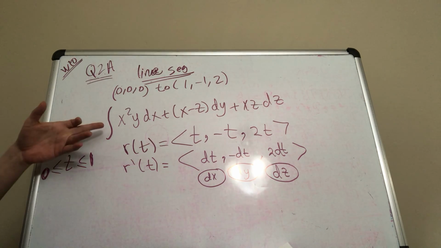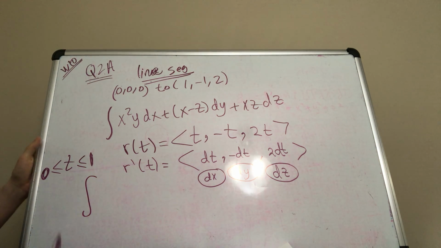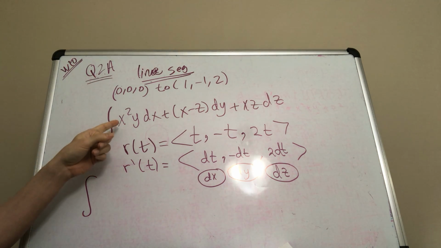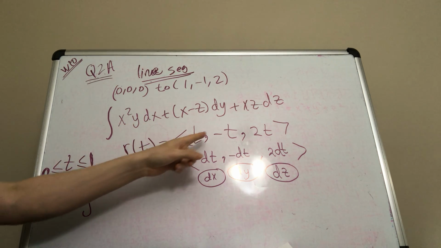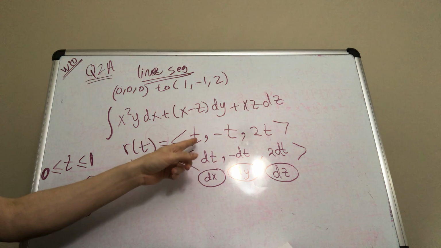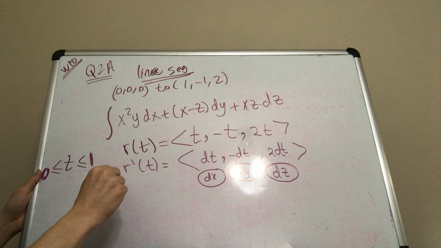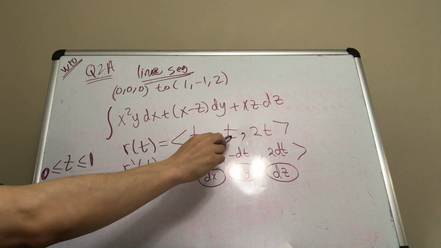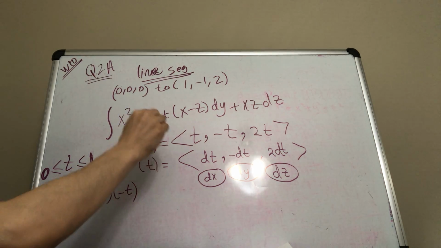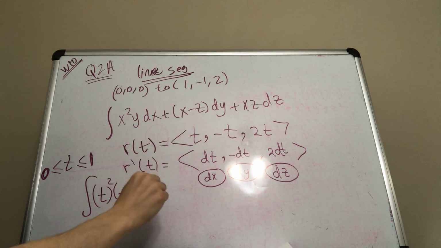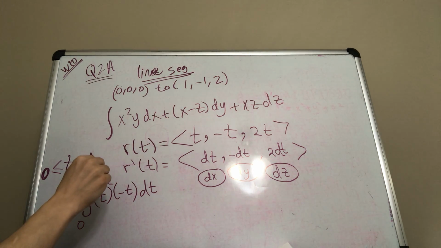So now we put everything in the integral. You're integrating x squared y dx. X squared is t squared, and y is minus t, and dx is dt. That's the first integral from 0 to 1.